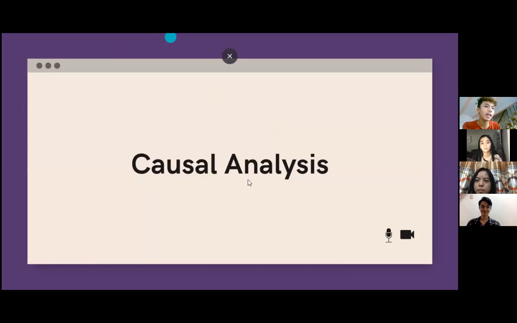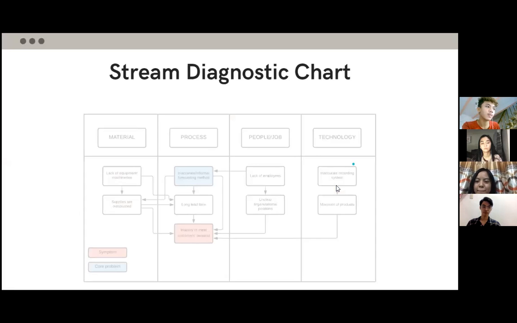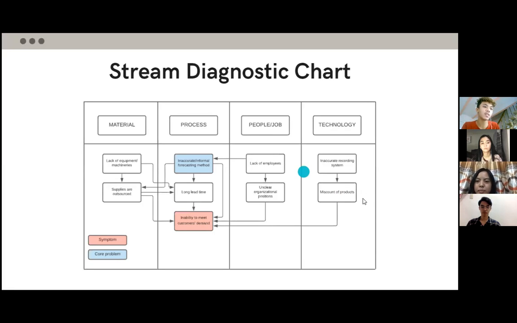So for the causal analysis, here is the stream diagnostic chart. Upon careful analysis, 9 problems were identified using a stream diagnostic chart as shown in the figure. Using a stream diagnostic chart, the identified problems were categorized accordingly.